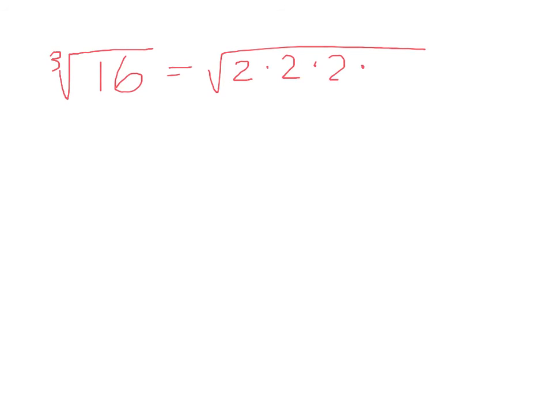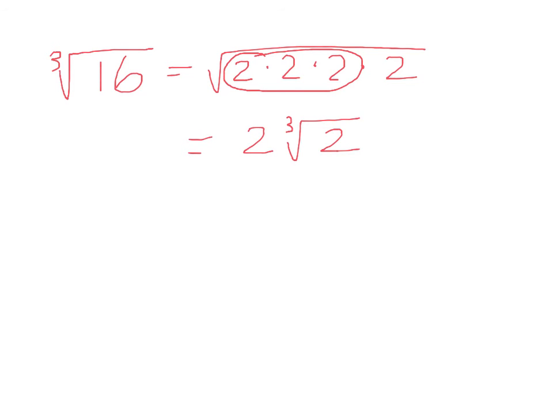Now, just for fun, think about if with square roots we look for pairs, what would I do if I had the cube root of 16? Yep, I'm going to look for triples. Well, in this case, we know 16 is 2 times 2 times 2 times 2. And I see 3 2's there, so that gives me 2 cube root of 2.